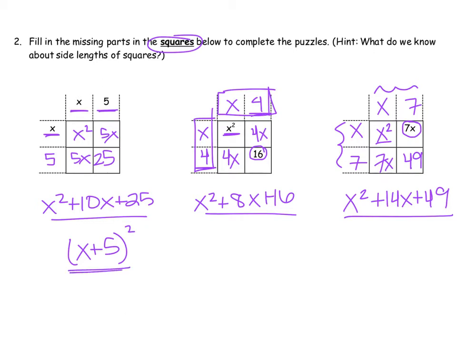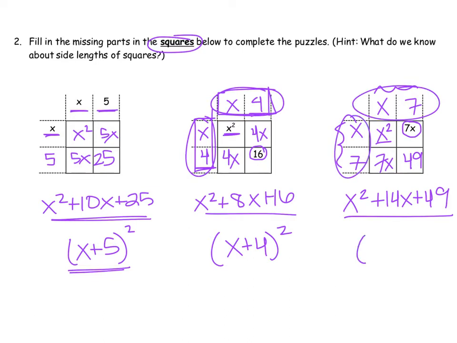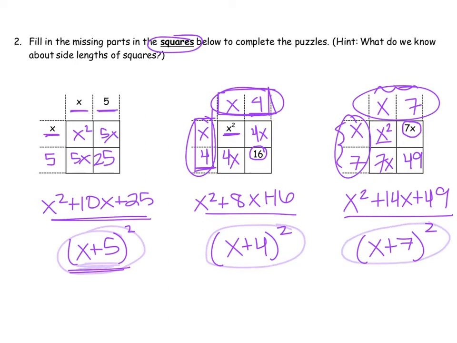So I can now see that when I write x plus 5 in factored form, squared, it looks like this, and when I write it in standard form, it looks like this. To write the second equation in factored form, I would say x plus 4 squared, times itself. And finally, x plus 7 times x plus 7, I can write as x plus 7 squared. So we call these expressions perfect squares because we can write them as something squared.